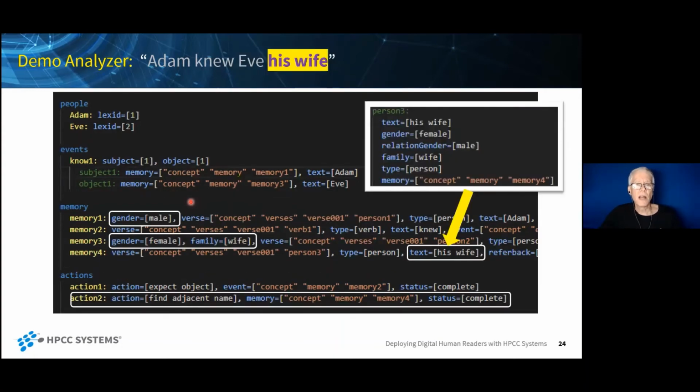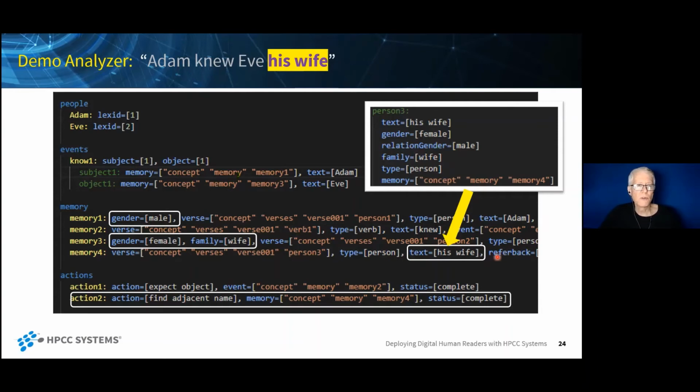The next thing is a lot more tricky. It seems easy to us, but we get the phrase his wife. His wife gives us the gender of female, that is wife. It's a family role as wife. And it gives us a possessive or ownership, gender of male, that is his wife. But how do we deal with this? Well, we put that into our memory, first of all. It's a person, this wife. And we have to figure out which person it's referring to.